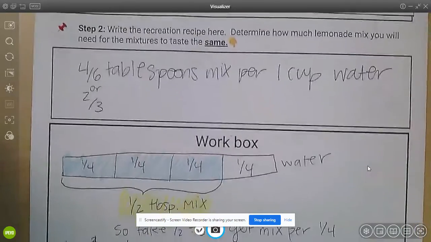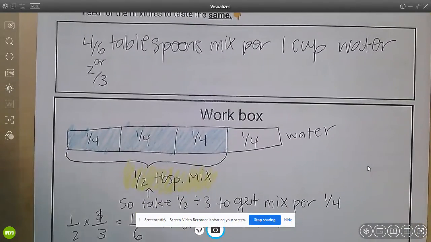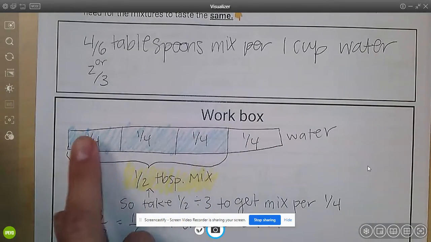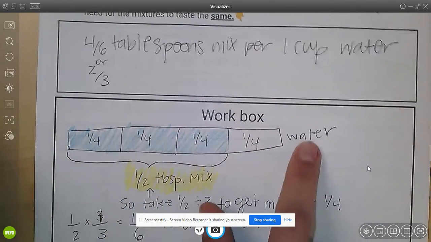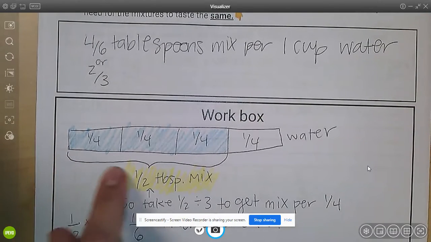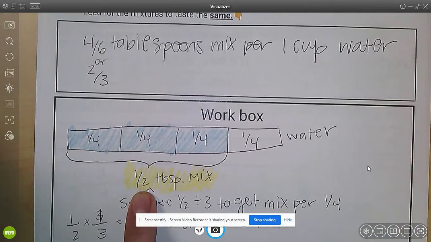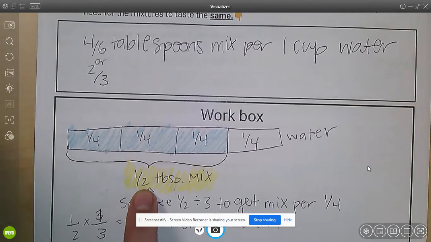But I said, okay, so 3/4 cup. That means I need to take my cup of water and divide it into 4 pieces. And then I shaded 3/4 cup of water. And I drew a little bracket showing that to make that much, I would need 1/2 tablespoon of drink mix.